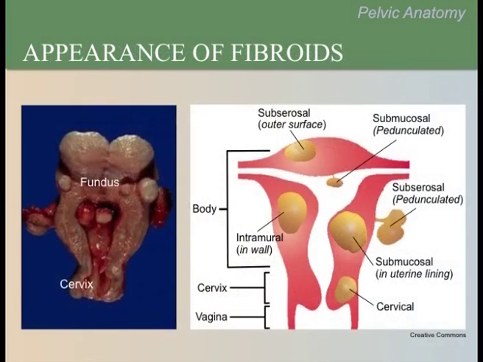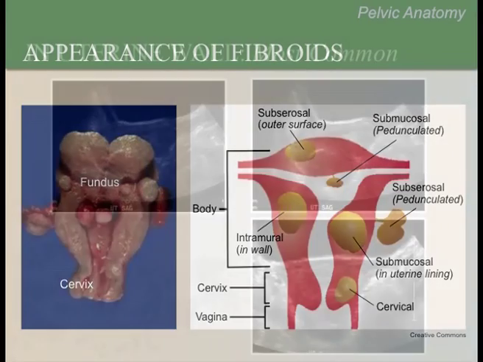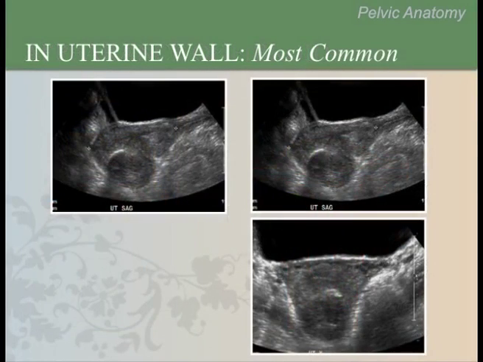Fibroids can develop and look different in many places in the uterus. It is not important to know the names of the locations, but just know that fibroids can occur in the uterine lining, in the wall, on the outer surface of the uterus, or in the cervix. Notice that fibroids often look round. The upper images are sagittal and the lower image is transverse. All images are from the same uterus.